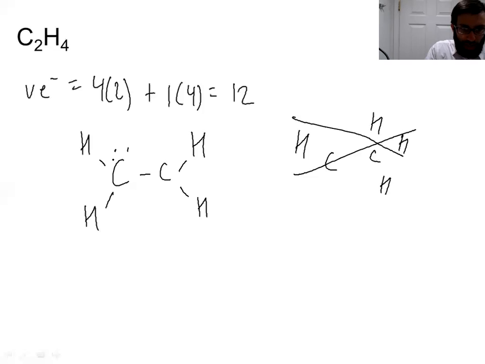Let's see, do we satisfy the octet rule? 2, 4, 6, 8. This carbon's good. All the hydrogens are good, of course, because they're duet rule. And this carbon, 2, 4, 6, not good, right? So that means we're going to have to erase this lone pair and make it a double bond. And now we're good. Every carbon has 8 valence electrons. 2, 4, 6, 8. 2, 4, 6, 8. Okay?